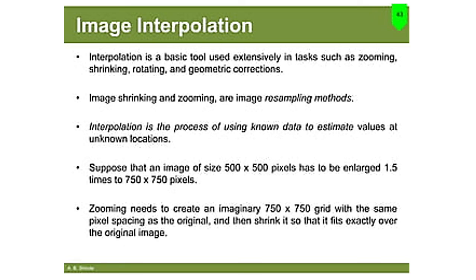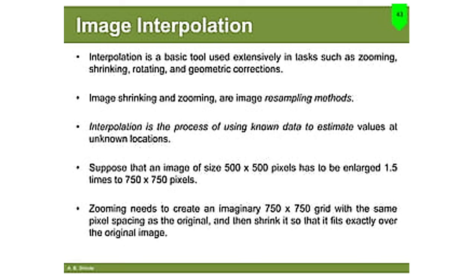Before, we saw projecting the points from one coordinate system to another coordinate system, that is geometric transformation. But here we are going to estimate the values at the unknown locations. For example, suppose you take an image of size 500 cross 500 and it has to be enlarged 1.5 times, so that it becomes 750 cross 750 pixels.